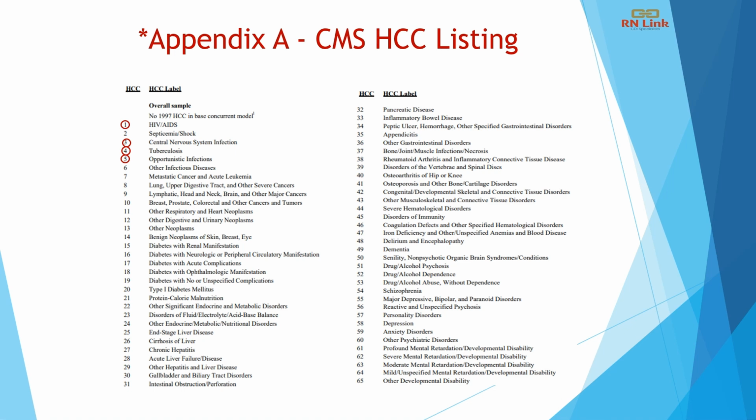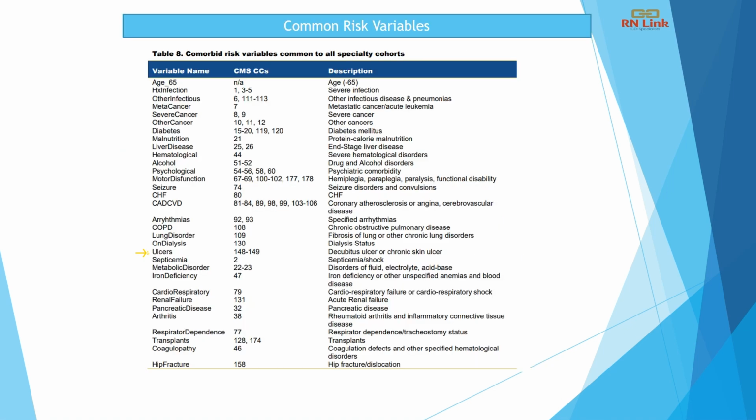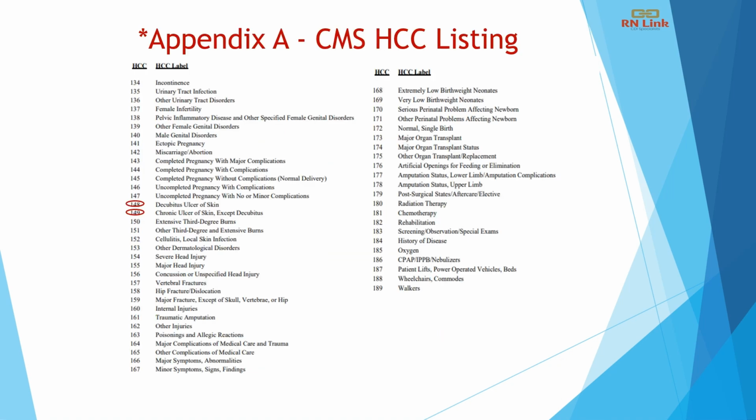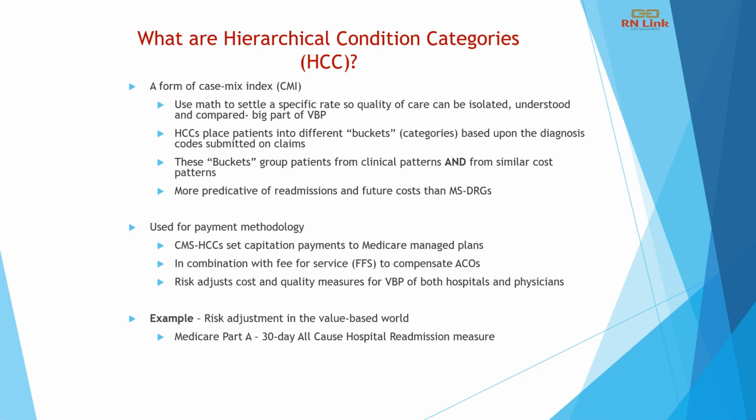Number 1 is HIV, AIDS. Number 3 is central nervous system infection. Number 4 is tuberculosis and number 5 is opportunistic infection. Let's go to ulcers. CMS condition category is number 148 and 149. On Appendix A, number 148 is decubitus ulcer of the skin and number 149 is chronic ulcer of the skin except decubitus.